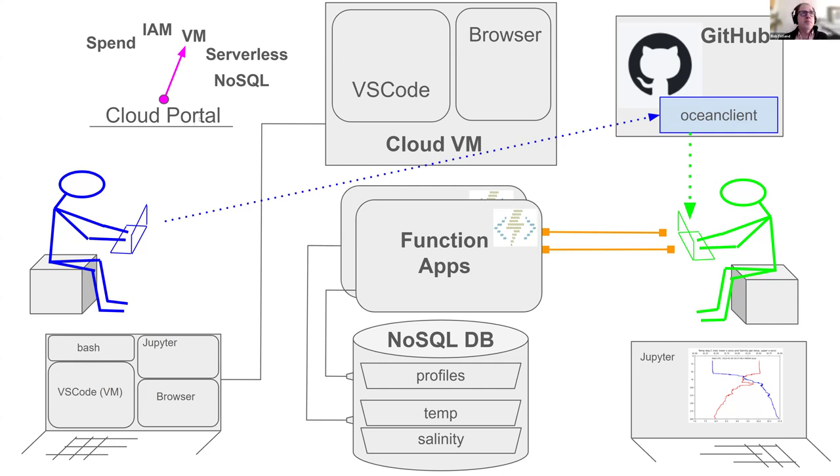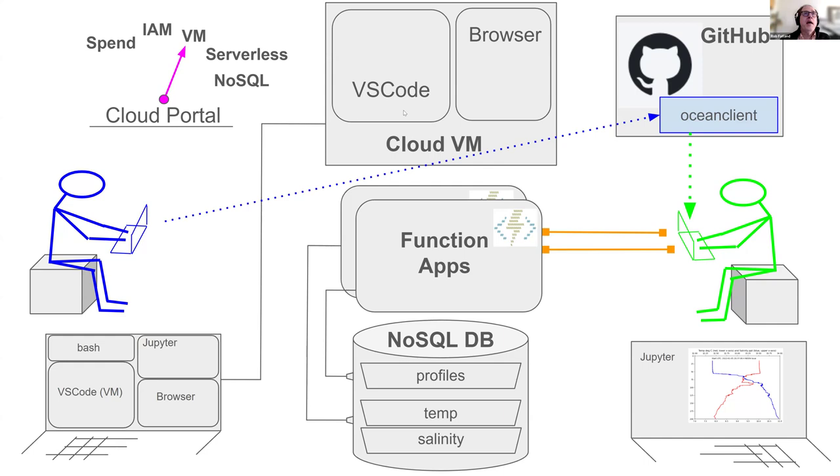And that account allows them to log into something called the Azure portal, which has access to all these different services on Azure, including virtual machines or VMs, and serverless functions, and NoSQL databases, and so forth. And then hopefully they can also somehow track their spend there. So from there, they start up a virtual machine, which is at the top center. That's the cloud virtual machine.